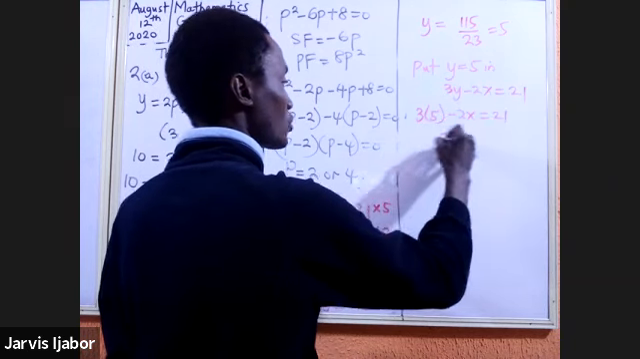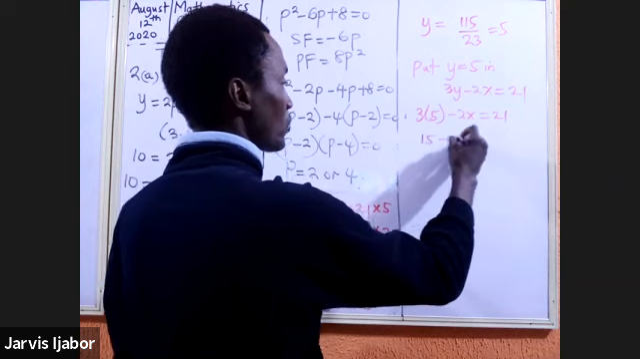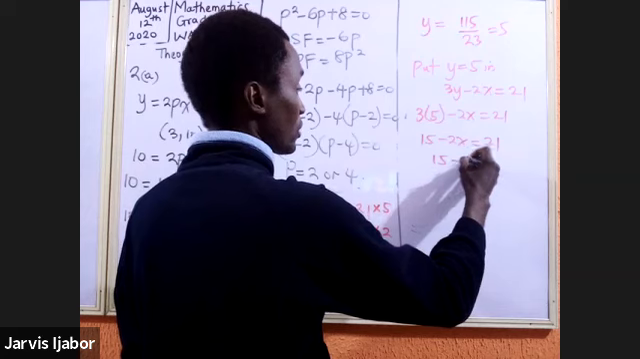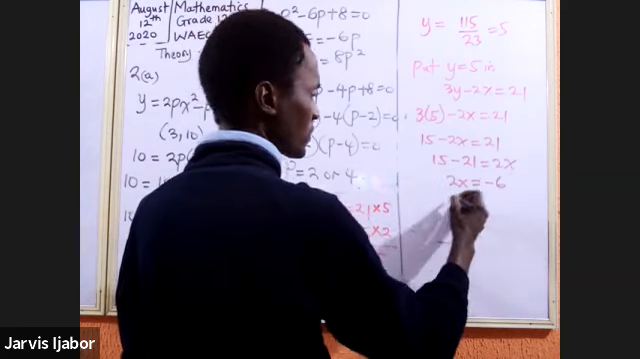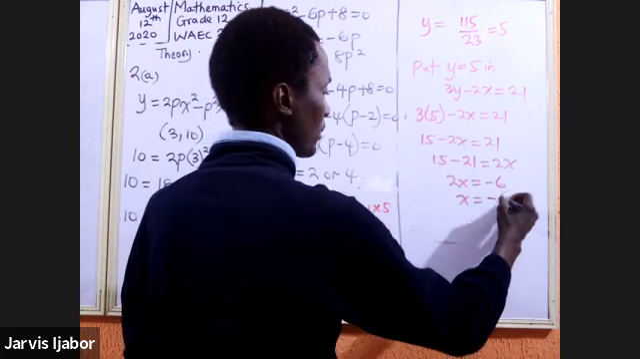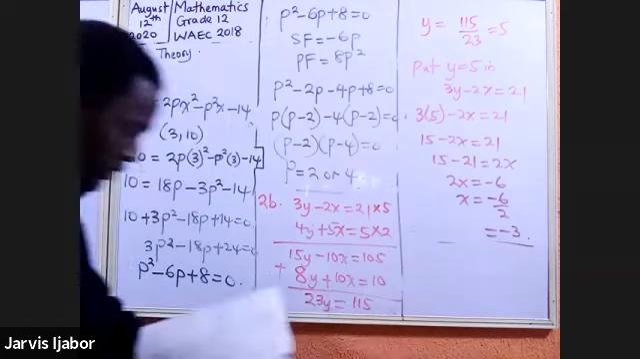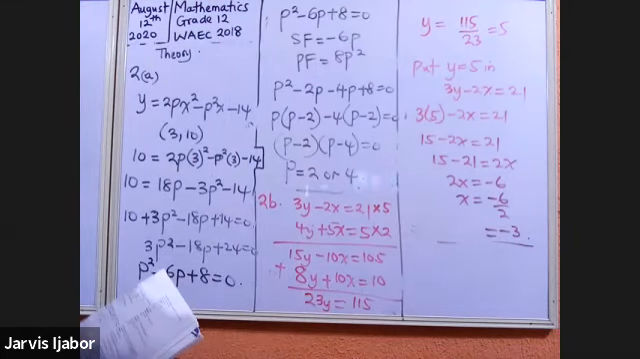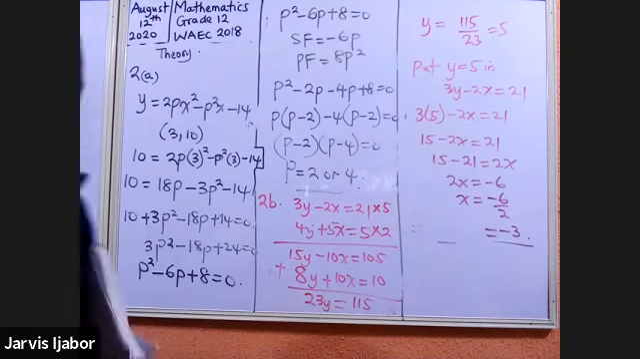Meaning that 15 minus 2x will be equal to 21. 15 minus 21 will be equal to 2x. 2x will be equal to minus 6, and x will be equal to what? Minus 6 divided by 2 is negative 3. So x will now be negative 3. We have solved that. So that's for question 2.